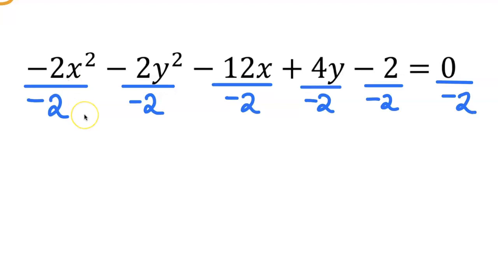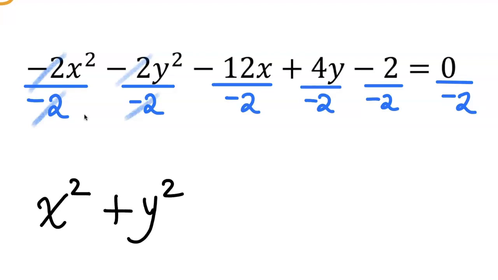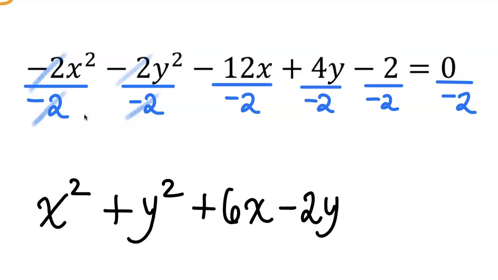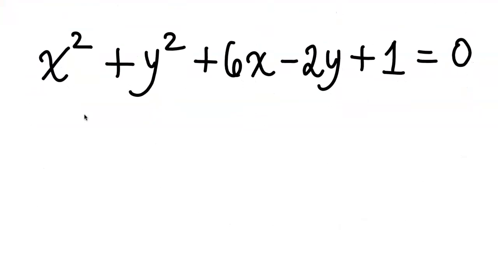So what's the first term going to turn into? The first term is just x squared now. Next, negative 2 divided by negative 2 is positive 1, so I'm going to get positive y squared. Again, negative divided by negative gives positive 6, so I will put plus 6 there. But 4 divided by negative 2, the sign will be negative 2 this time. And lastly, negative 2 divided by negative 2 is positive 1. All that equals 0.